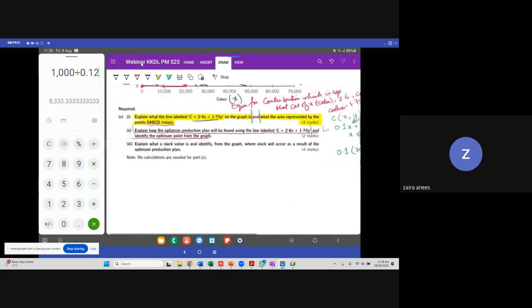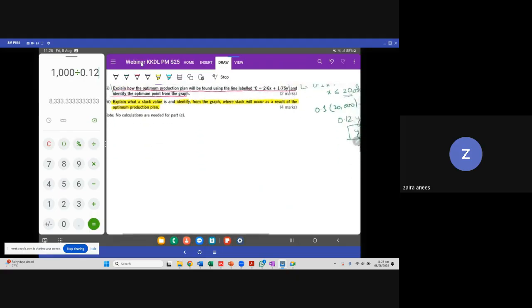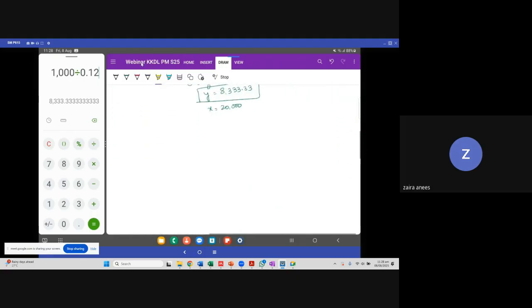Right? Next one is quite interesting. The examiner is asking, explain what a slack value is and identify from the graph where slack will occur as a result of the optimum production plan. Right. So let me try to explain what slack is in a separate discussion. Then we'll come back.